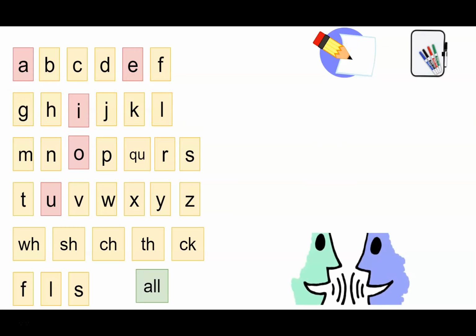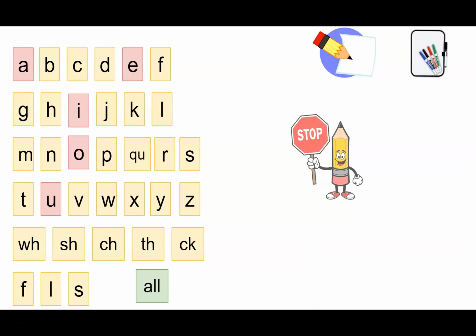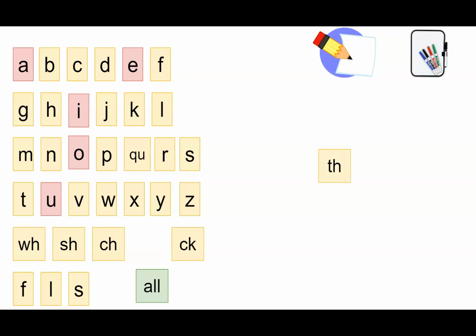I say it, you say it. Pause and write the letter or letters that say the sound. Press play when you're ready to continue. Great job! The letters that say it are TH, like in thumb. That's one of our digraphs.